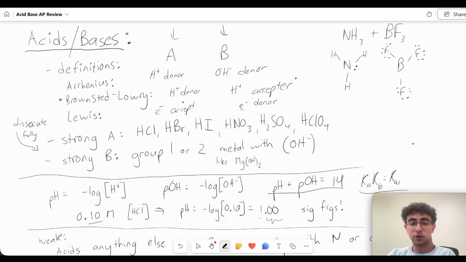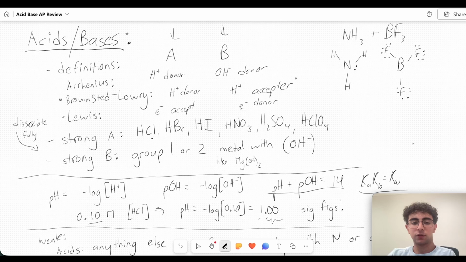Lewis defined things in terms of electrons. He said an acid is an electron acceptor and a base is an electron donor. Lewis is the hardest one to remember. The way I like to remember Lewis acids and bases is if an acid is an H plus donor and you're donating a positive charge, it's the same thing as accepting a negative charge. And then likewise with a base, if you're accepting a positive charge, it's like you're donating a negative charge. So H plus donor becomes e- acceptor and H plus acceptor becomes e- donor. That's how I like to remember Lewis.